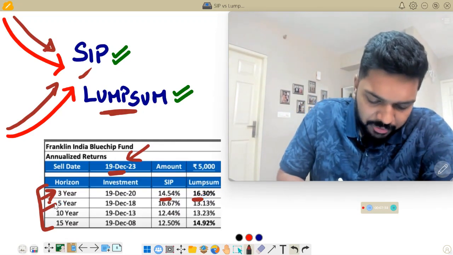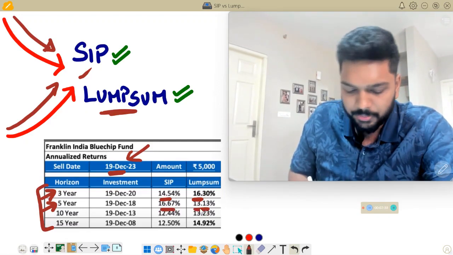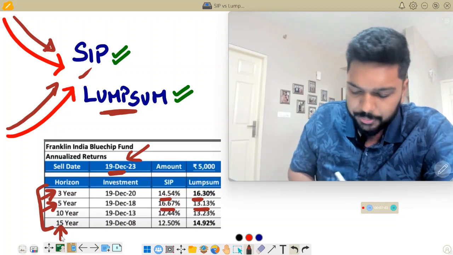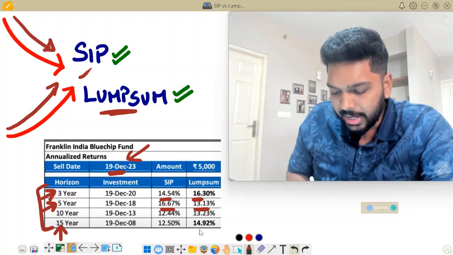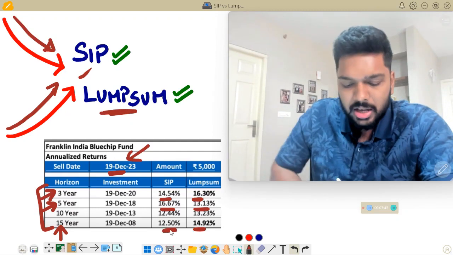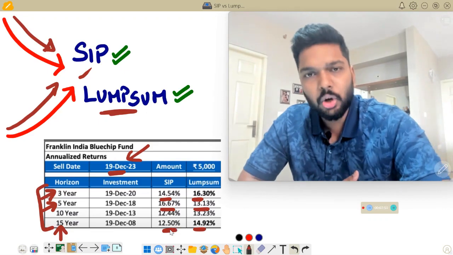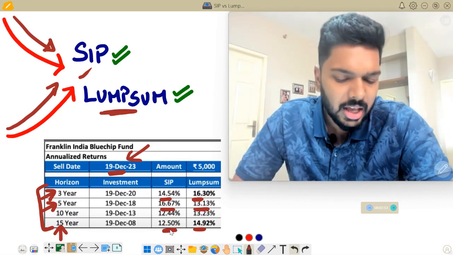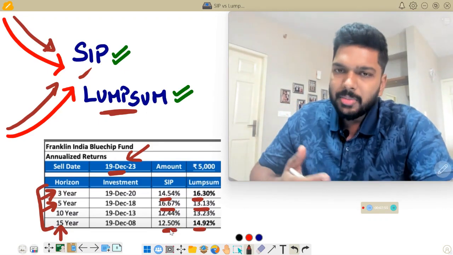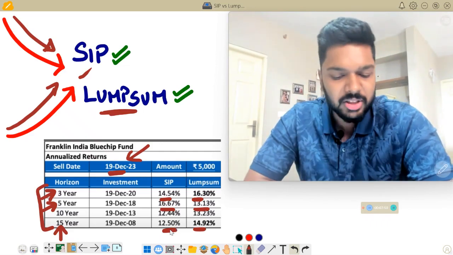Over a 5-year period, if you see, your SIP returns are much better than your lump sum returns. Over a 15-year period that you see, your lump sum investment returns are much better than your SIP investment. So depending upon the investment horizon, depending upon the rate of return and your mutual fund, SIP or lump sum could be the best method of investment into mutual funds. No single method is the best method.